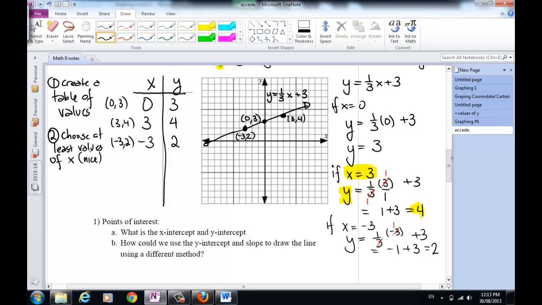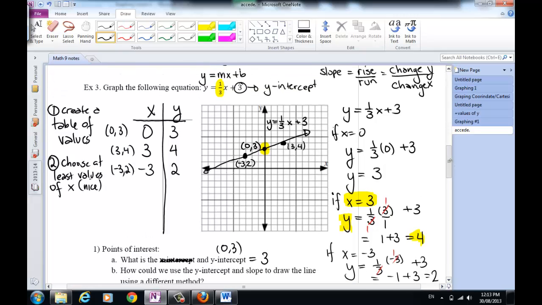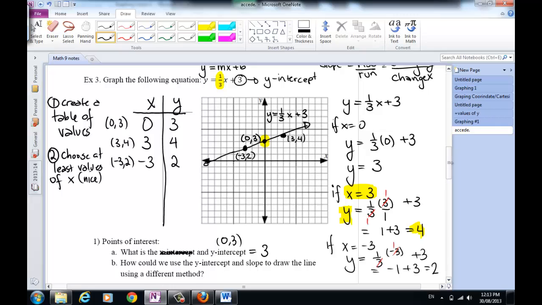Alright, just some points of interest here. So we're going to skip the x-axis. We'll do this another day, just because it's more complicated with this one. So what is the y-intercept here? Well, the y-intercept occurs, and we did talk about this above, but notice that it goes through the point 0, 3. And we say that the y-intercept equals 3. Okay, and this is what we saw up here. The y-intercept was 3. How could we use the y-intercept and the slope to draw the line using a different method?